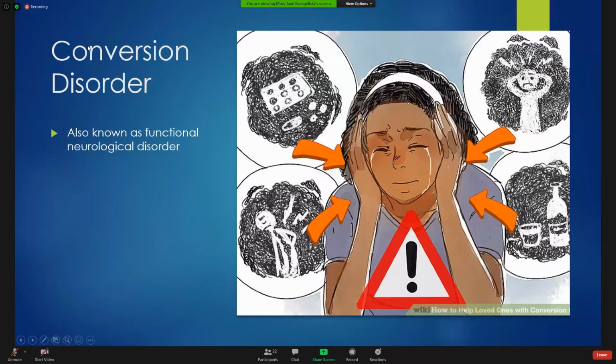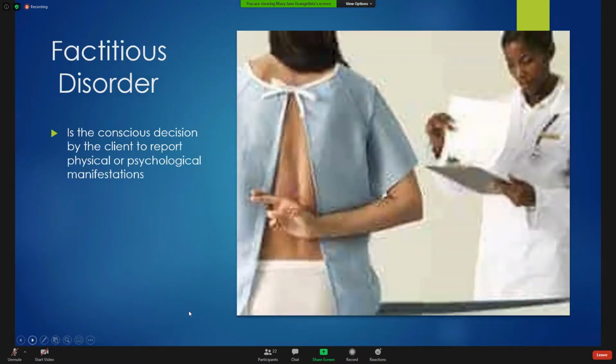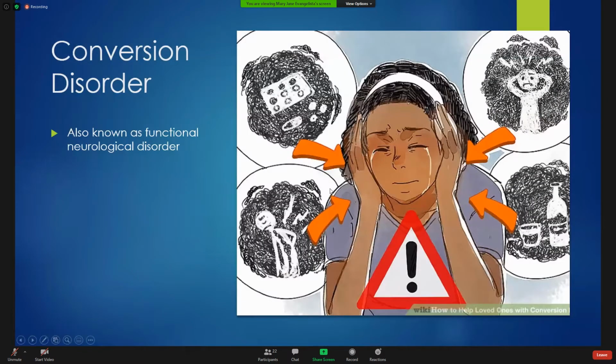Okay, so letter A, write it down, is the conversion disorder, also known as a functional neuro disorder. So it's in your thinking: maybe I am sick, I have this, I have that, my stomach hurts. But this is a conversion disorder. You are technically anxious, but you will convert it into physical signs and symptoms: headache, abdominal pain, everything.